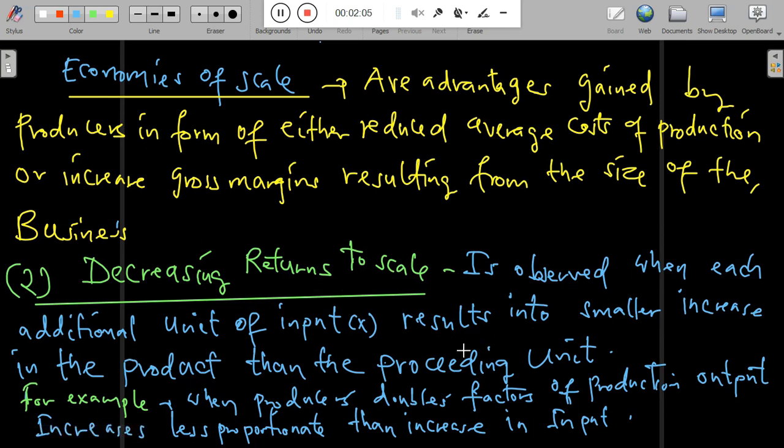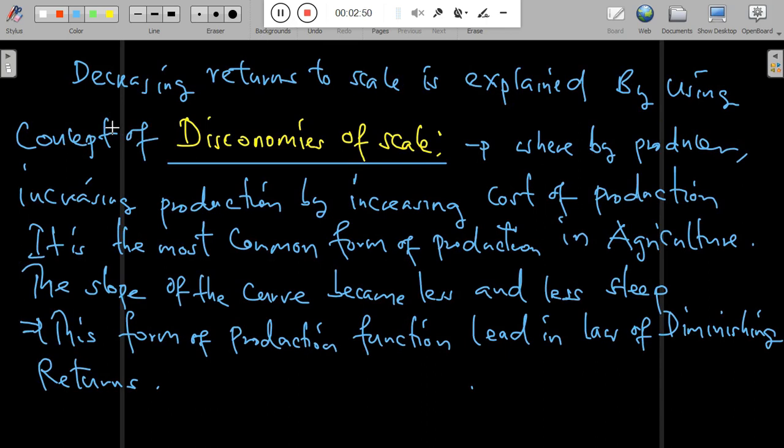Another type of production function is decreasing return to scale. It is observed when each additional unit of input results in a smaller increase in product than the preceding unit. For example, when the producer doubles the factor of production, output increases less than proportionally to the increase in input. So decreasing return to scale is where the producer increases a large amount of input and obtains a smaller increase in output level. Decreasing return to scale is explained by using the concept of diseconomies of scale.